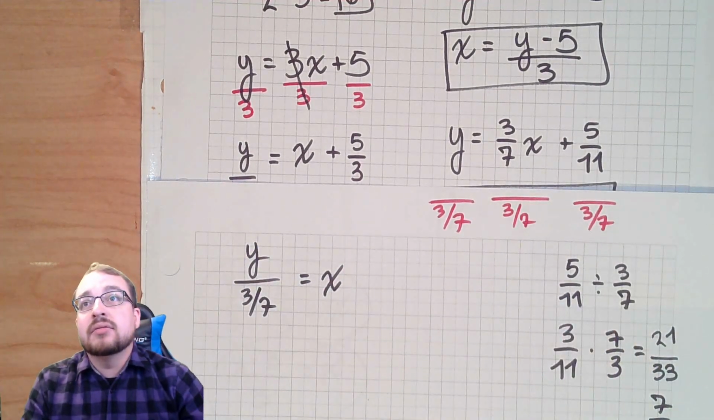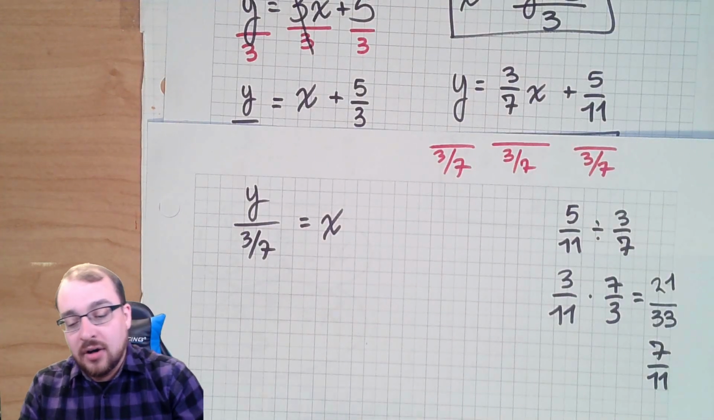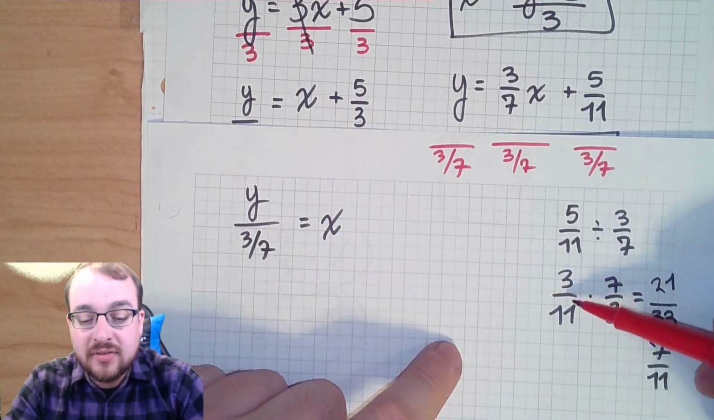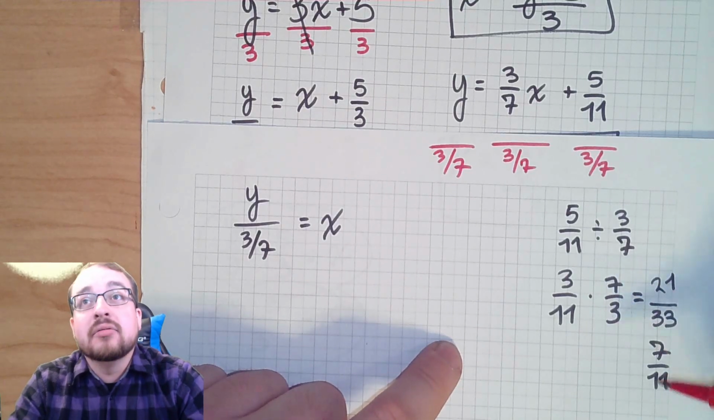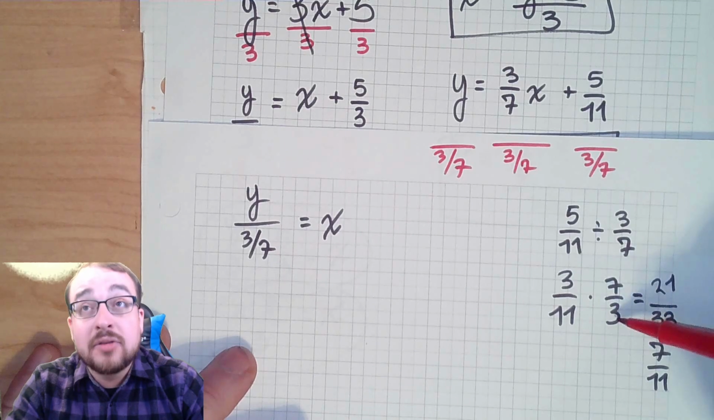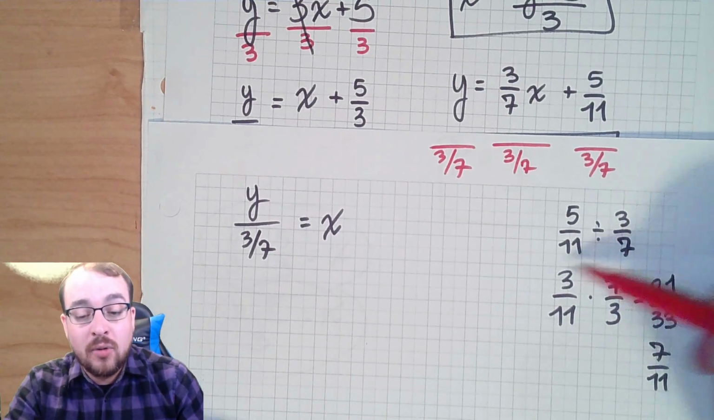We get 7 over 11. You could have also noticed that we're not cross multiplying here. This says 3 divided by 11 times 7 divided by 3, right? We can do it in any order. We could do 3 divided by 3 first. It doesn't matter what you do, it's all one term.